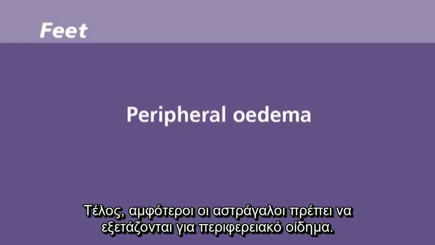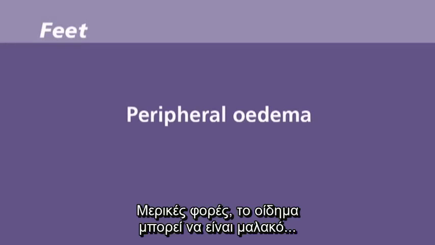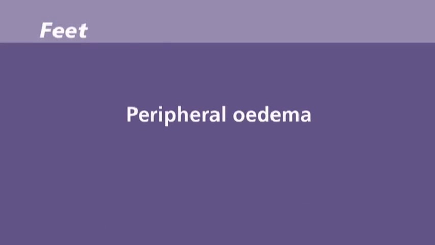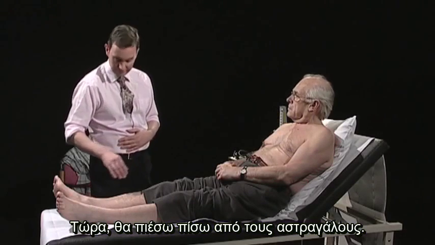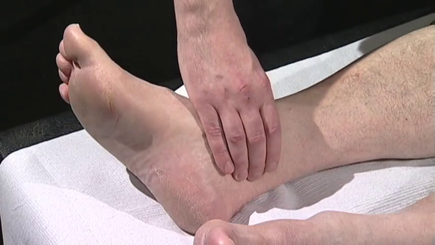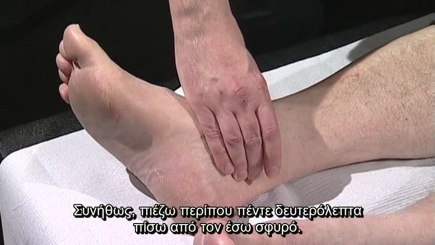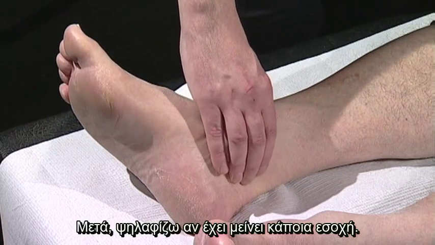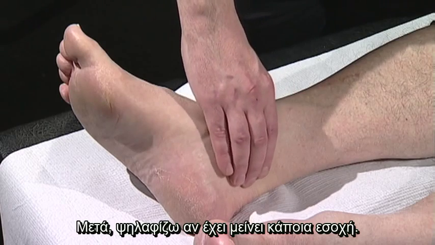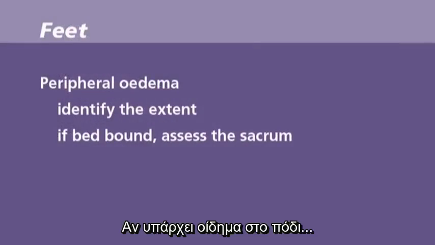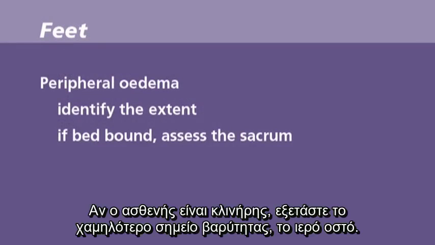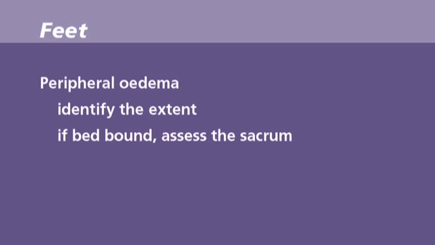Finally, both ankles should be inspected for peripheral edema. Sometimes edema can be tender, so warn the patient before applying any pressure. I'm now going to press behind your ankles. I usually press for about 5 seconds behind the medial malleolus, and then feel if any indentation remains afterwards. If pitting edema is present, identify the extent of the edema up the limbs. If a patient is bedbound, look at the lowest point of gravity, the sacrum.